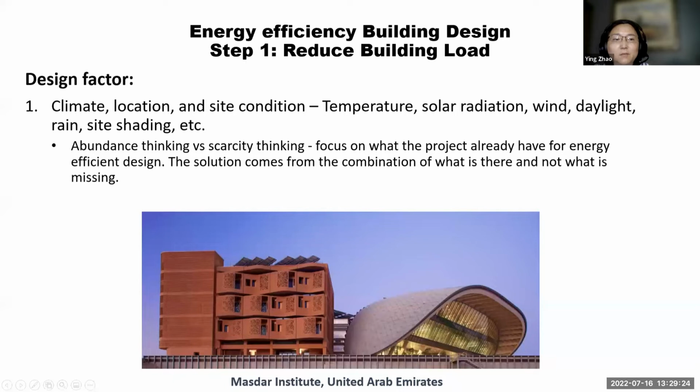The first design factor is climate, location, and site condition, such as temperature, solar radiation, wind, daylight, rain, site shading, etc. For those kinds of things, sometimes we can't make the change, because once we have the location, things like the climate and solar radiation are fixed.